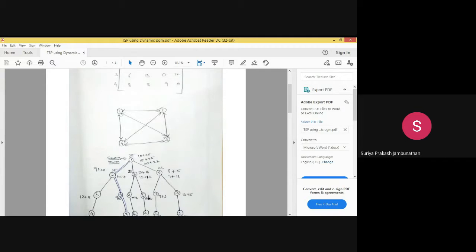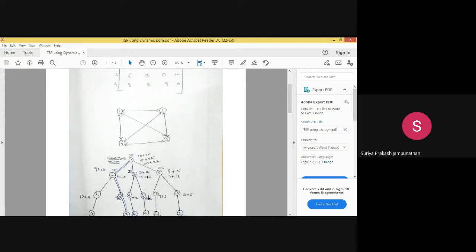How did we make that? 2 to 3 is 9 plus 20. When going 2 to 4 we have 10 plus 15. Among these two, we have to check which is the least. The least one is 10 plus 15, that is 25. Among 13 plus 18 and 12 plus 13, the least one is 25 because 12 plus 13 is the least.